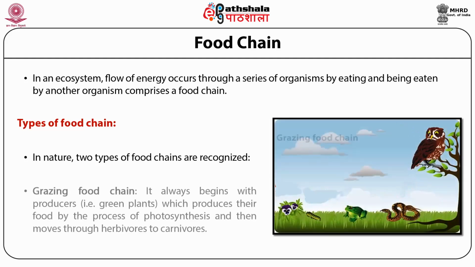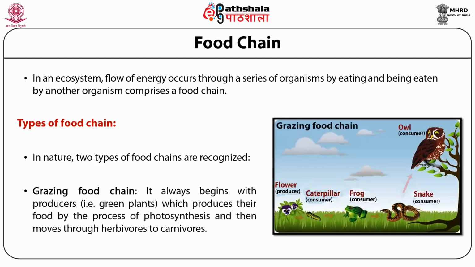The first is the grazing food chain. The grazing food chain always begins with producers, that are green plants, which produce their food by the process of photosynthesis, and then moves through herbivores to carnivores. This type of food chain is directly influenced by the influx of radiant energy from the sun.